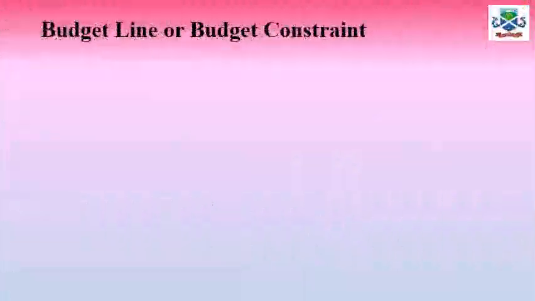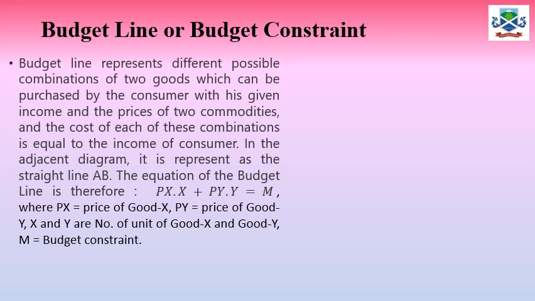Now we'll go to the budget constraint or budget line. Budget line represents the different possible combinations of two goods which can be purchased by the consumer with his given income and price of two commodities. And the cost of each of these combinations is equal to the income of the consumer.